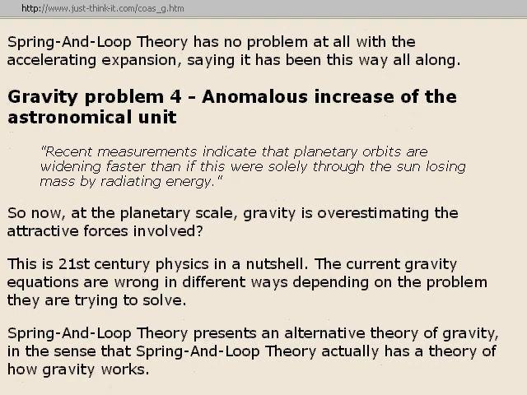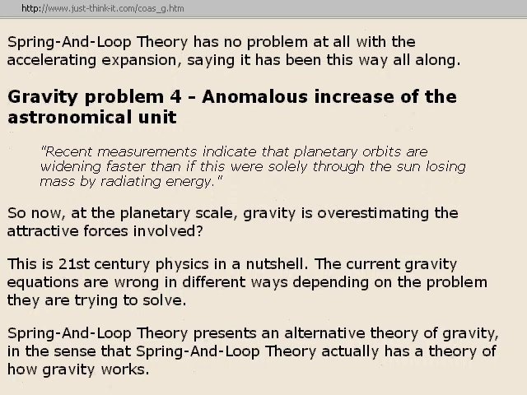Gravity problem number 4. Anomalous increase of the astronomical unit. Recent measurements indicate that planetary orbits are widening faster than if this were solely through the sun losing mass by radiating energy. So now at the planetary scale, gravity is overestimating the attractive forces involved? This is 21st century physics in a nutshell. The current gravity equations are wrong in different ways depending on the problem they are trying to solve.